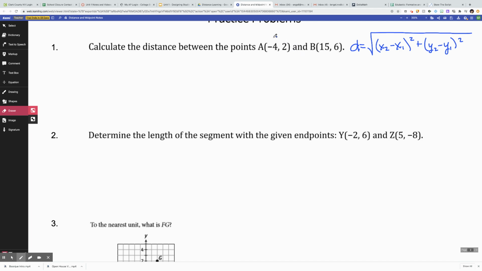Step 1 is always label your points as point number 1 and point number 2. I typically label the first point as 1 and the second point as 2. You can flip them if you want, it doesn't really matter. That means that -4 is x1, 2 is y1, 15 is x2, and 6 is y2. Let's plug those numbers into our distance formula.